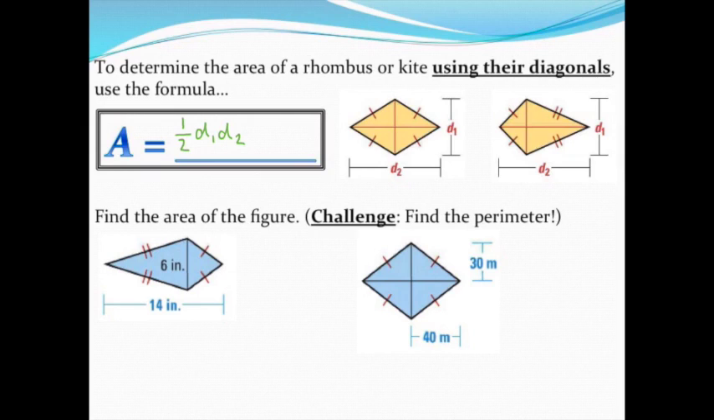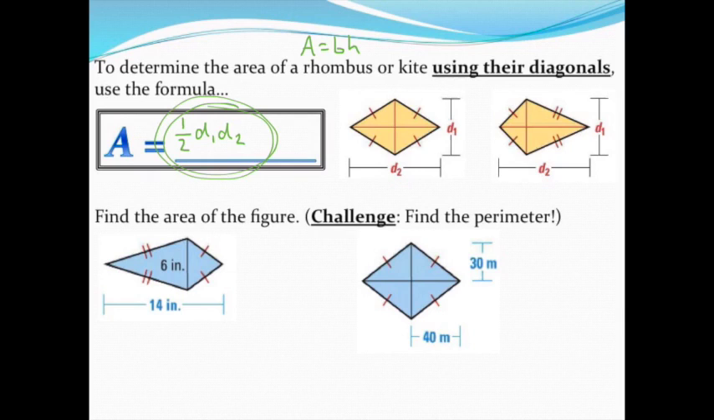To find the area of a rhombus or a kite, we can use the formula area equals 1/2 times d1 times d2. d1 and d2 refer to the diagonals of these figures. Now you may recall that we've already found the area of a rhombus. Because a rhombus is a kind of parallelogram, we could also find its area by doing base times height. So this is actually a second way to find the area of a rhombus when we know the diagonals, and it's our first way to find the area of a kite.